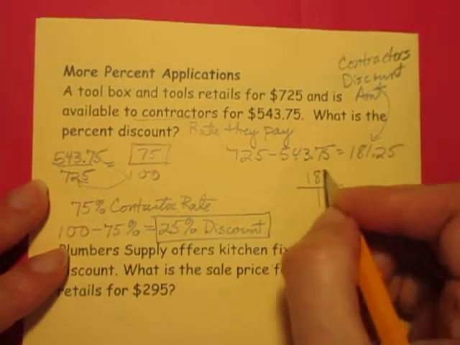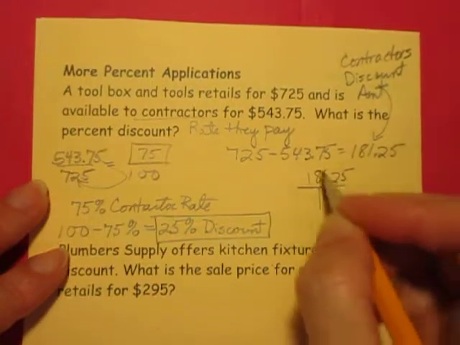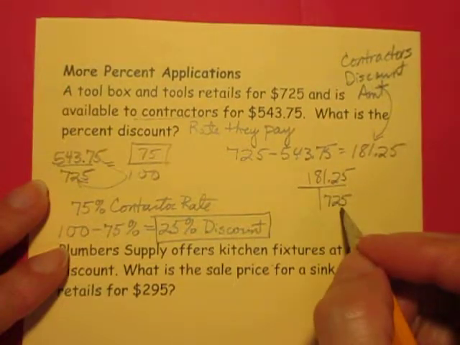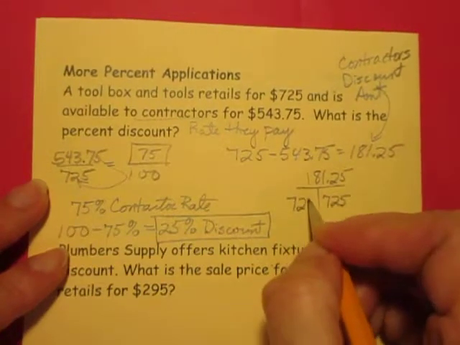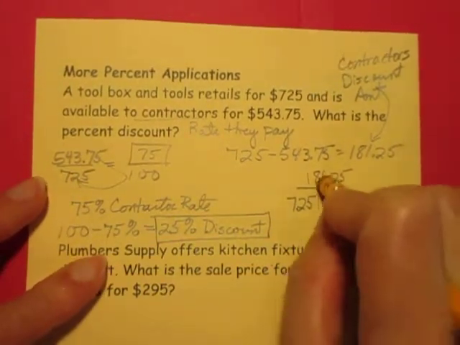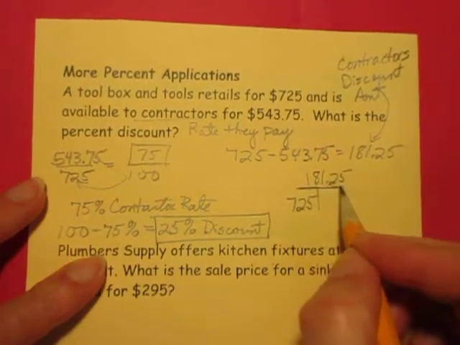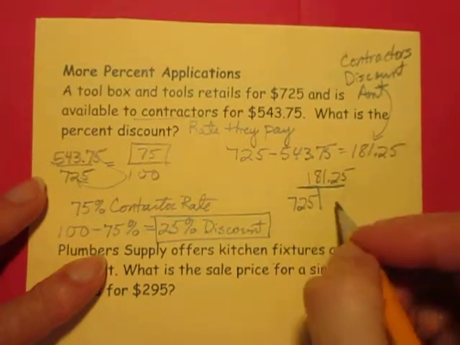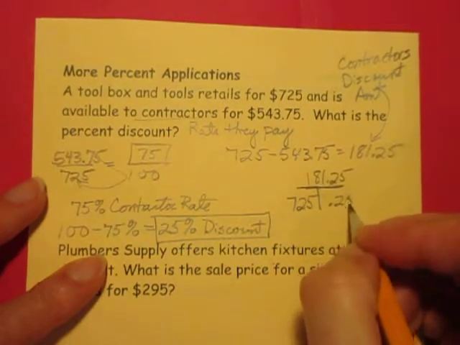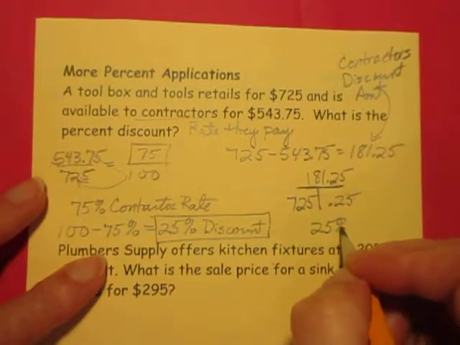So I'm going to put that 181.25 over 725 and carry out a division problem here. I'm sorry, the 725 should go here, because I always put my base over to the left. I can get away with it, but I want to stay consistent for students. I put my portion divided by my base, and I would have come up with 0.25. And I can interpret that as 25% discount.